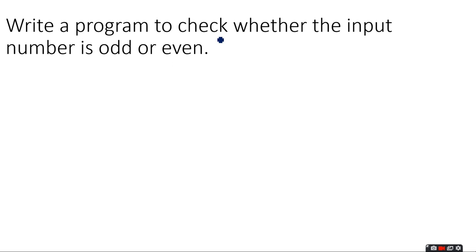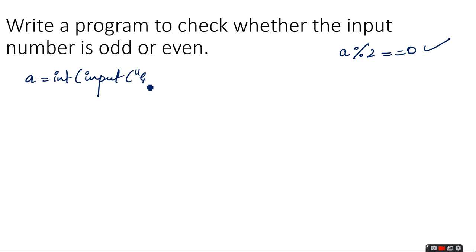Now the next question, write a program to check whether the input number is odd or even. We know that when a number A is divided by 2 and if the remainder is 0, it is an even number. Suppose the remainder is not 0, it is an odd number. So it is easy for us to write the program. First we have to input the number. To the variable A we are inputting the number. So you can write A equal to int input, enter the value.